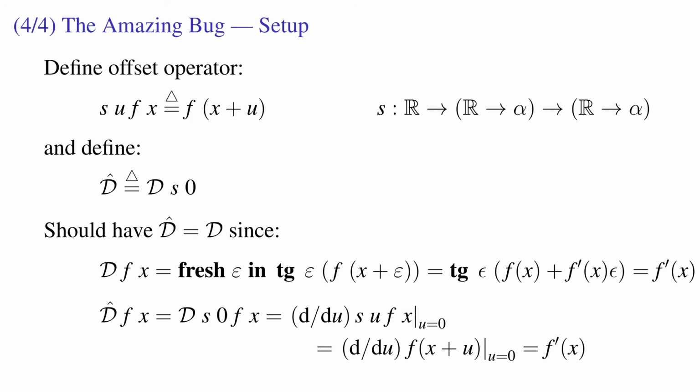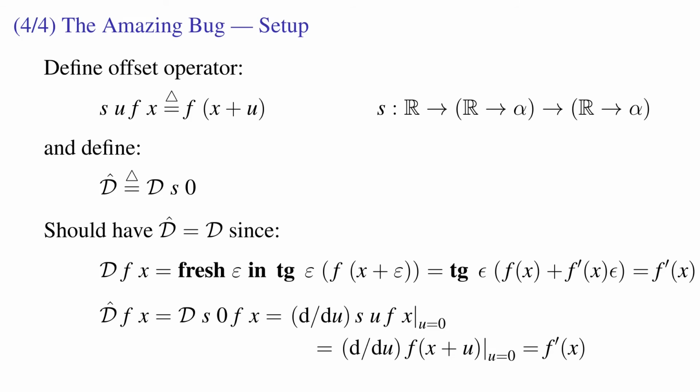Okay, now we're in a position to do something very disturbing, or quite amazing, depending on whether you like to build large correct artifacts or enjoy watching slow-motion train wrecks. So I'm going to define an offset operator S. It takes an offset u and a function f and returns f offset by u. Now I'm going to define d hat to be the derivative of s at the point 0.